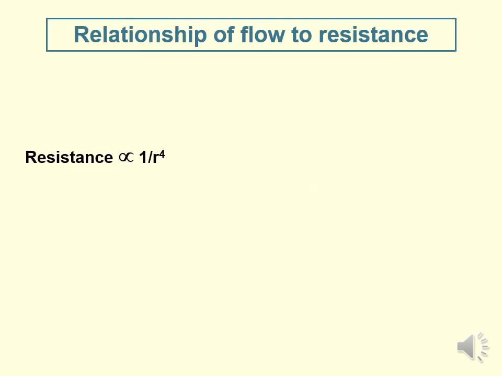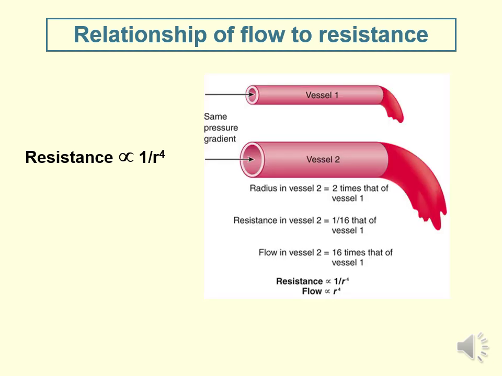So I said to you in the previous slide that the radius is an important contributing factor to the resistance, and the way that the radius of a blood vessel relates to the resistance is that the resistance is proportional to 1 over the radius to the power of 4. So probably that would be a bit difficult for you to understand. So hopefully this cartoon makes it a little bit easier for you to think about it.